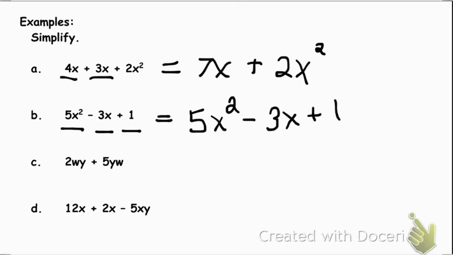Okay, so then for C, we have 2wy plus 5yw. So when variables are multiplied together, they can be switched around. So 2wy is the same thing as writing 2yw, and 5yw is the same thing as writing 5wy.